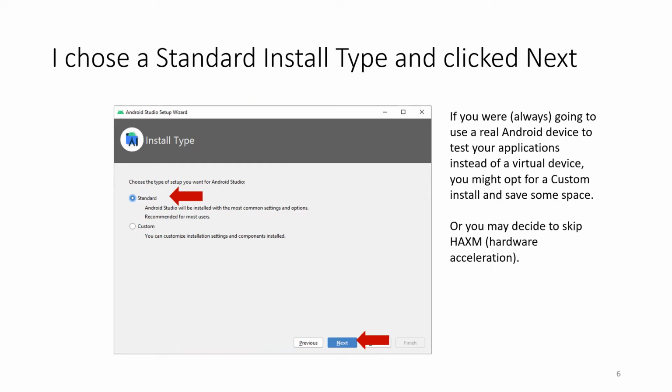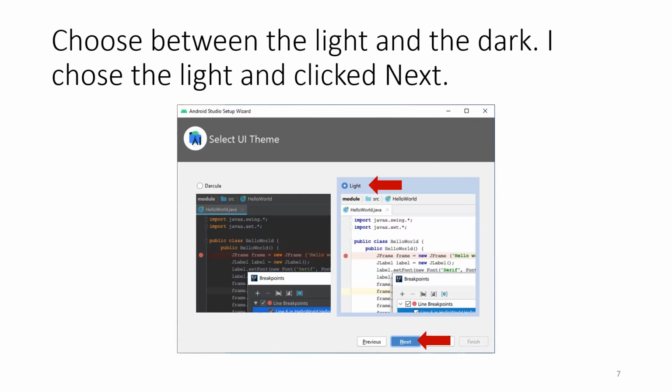In the Setup Wizard dialog, I chose the standard install type and clicked Next. Why might you choose custom? If you were always going to use a real Android device to run your applications, then you might save some space by choosing the custom and choosing not to install all of the software related to creating a virtual device. Similarly, you might skip the HAXM, the hardware acceleration, if you know that that's going to be an issue on your machine. The next dialog has you select a UI theme.